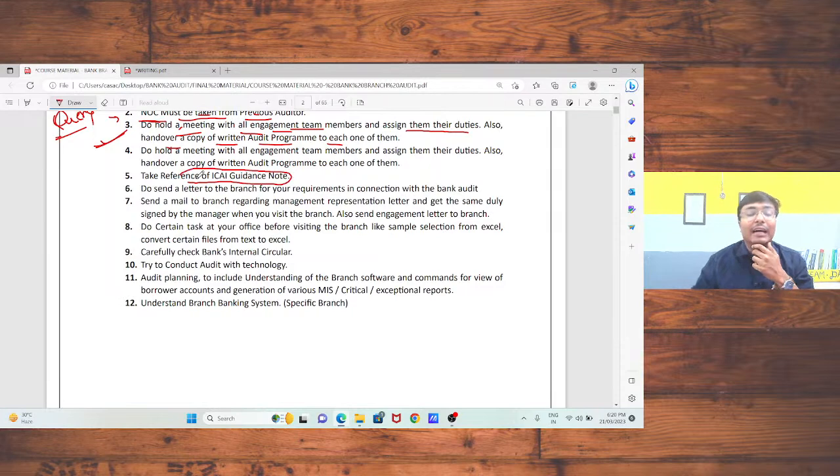ICAI has released one guidance note regarding bank branch audit. Okay, and therein certain techniques are there. All the master circulars are there in the ICAI guidance note. If you want, I may share the same in the WhatsApp group. Just comment in the chat box so that I can share the same in our WhatsApp group, or you can download it from the ICAI official website. You can get the ICAI guidance note.